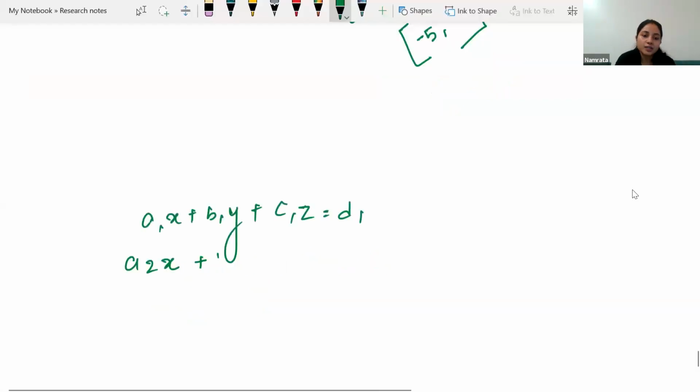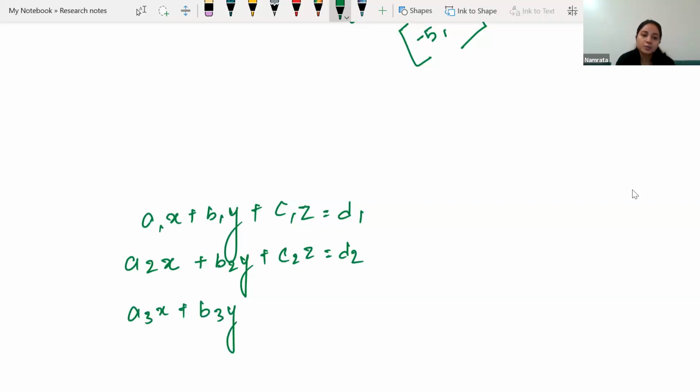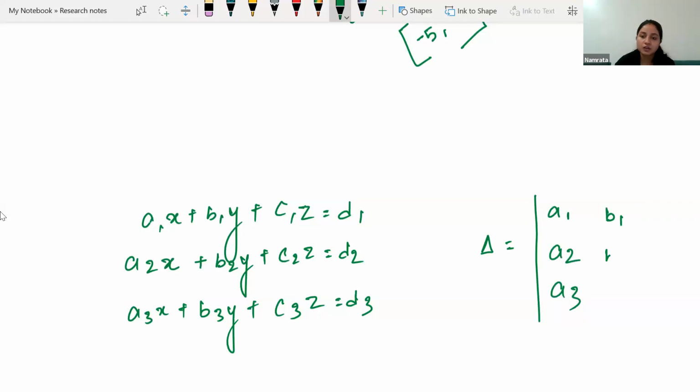So if we have the system a1x + b1y + c1z = d1, a2x + b2y + c2z = d2, a3x + b3y + c3z = d3, then we can solve it by taking the determinant. We make the determinant like this: a1, a2, a3, b1, b2, b3. This is how we can find the determinant. Now I am going to write the rules over here. Please note it down.